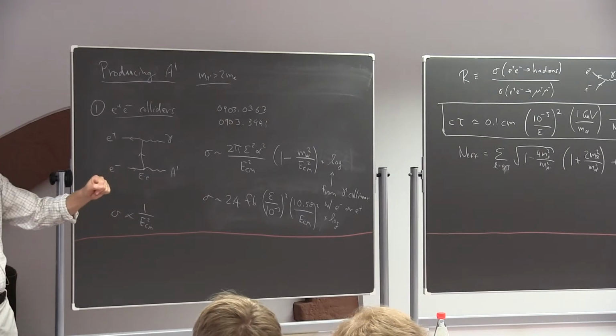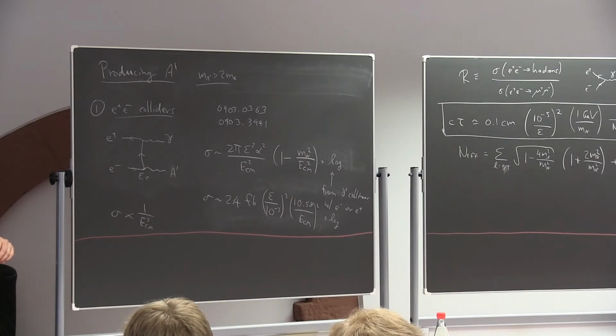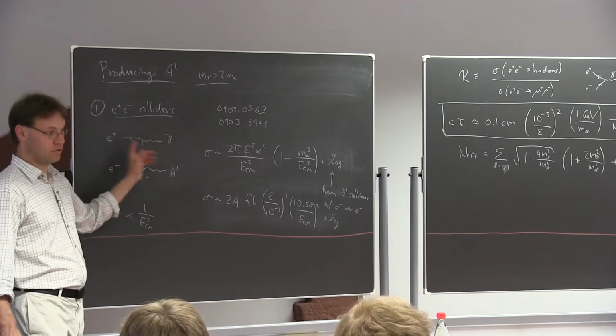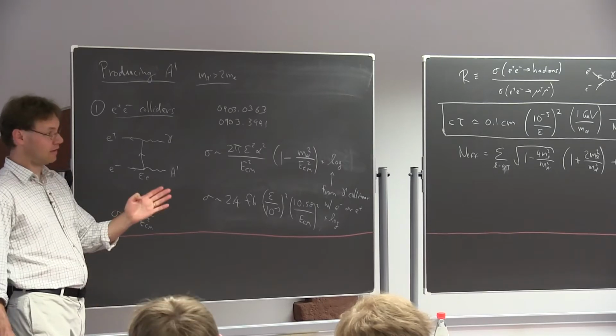I just have a quick question. Since this A prime is massive, why do we need this associated production with the photon? Why can't we just have an e+ e- going to this A prime? You could do that, it's an on-shell A prime, but then you need to tune the beam energy to really get it on shell. So you could do that and you can scan.